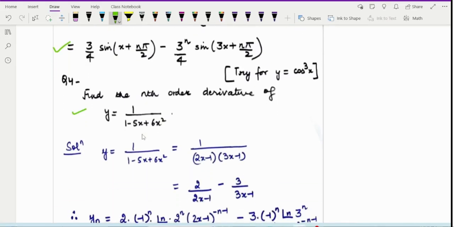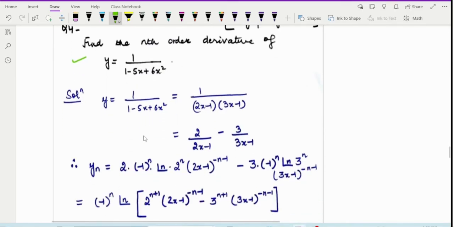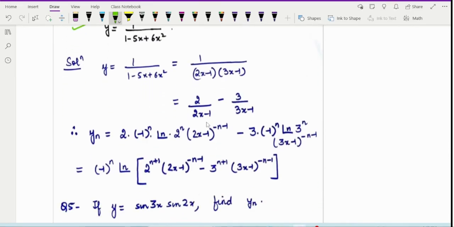Look at this. This is again a rational function. I told you whenever you have a rational function, p upon q kind of a function, polynomial by polynomial, always factorize, do partial fractions. So if you do partial fractions, you can easily convert them into the form 1 upon ax plus b, for which you know the nth order derivatives. So it's just simple partial fractions calculations which lead to this form of y, and once you convert your y in this form, writing yn is just a straight application of the formula that we have derived above. So this is also easy.